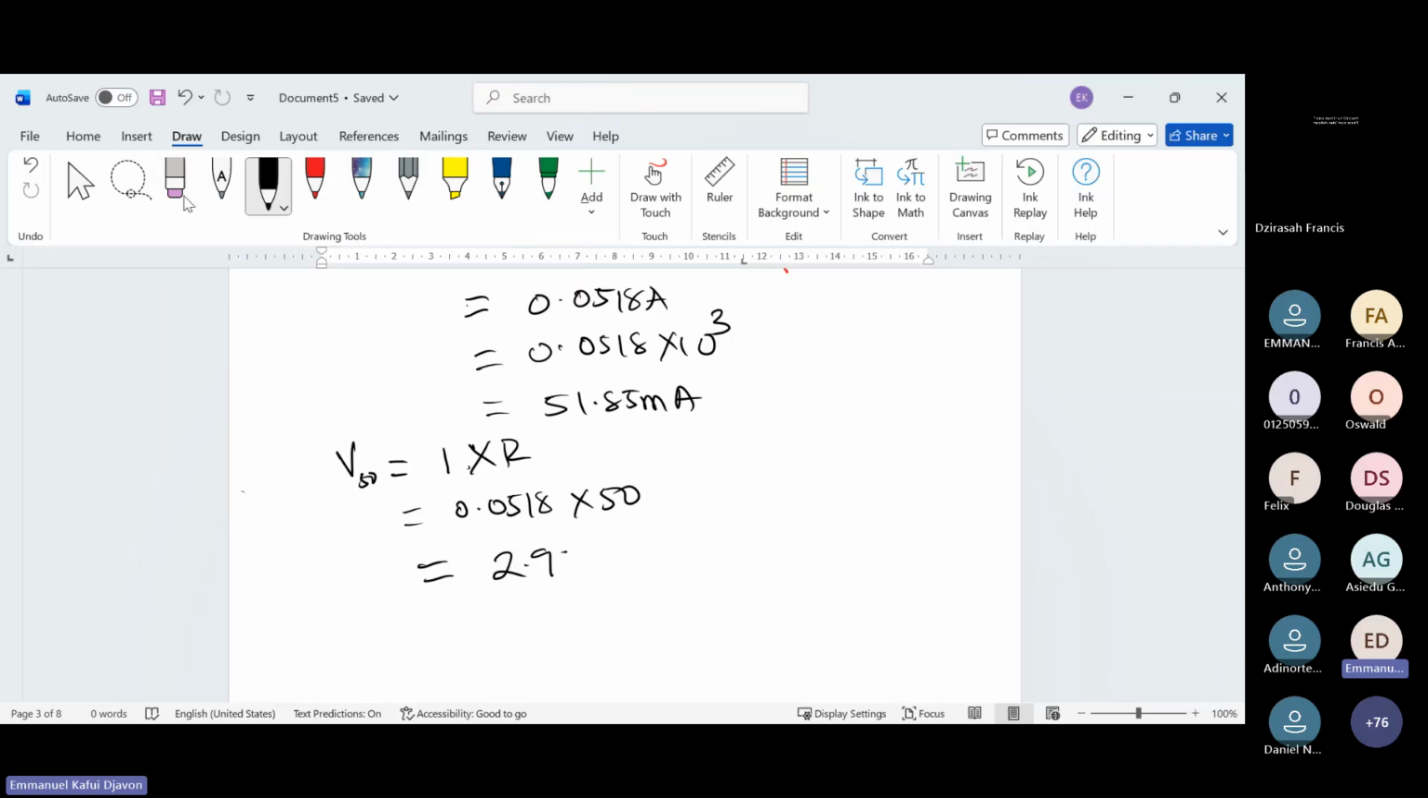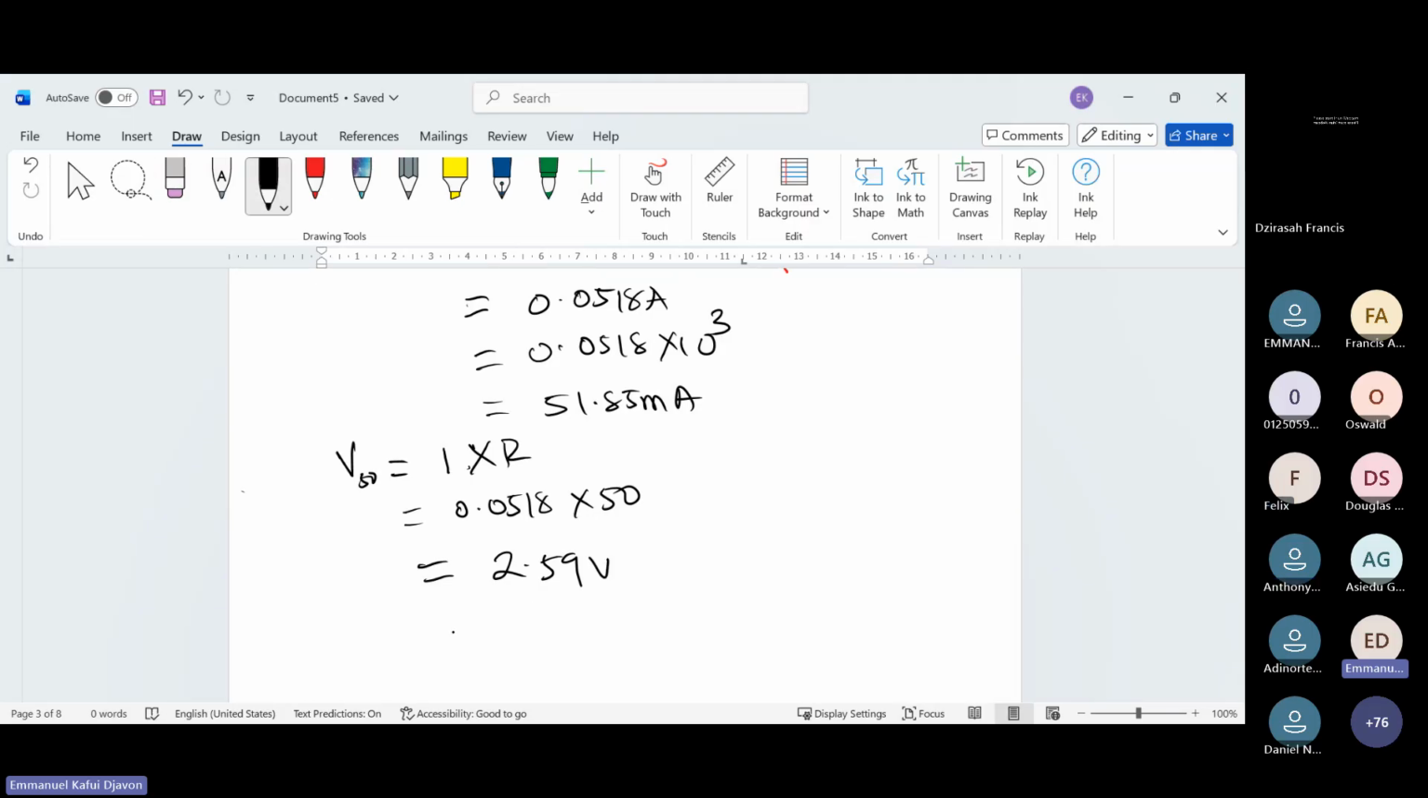So it will give you 2.59. So 2.59, right? That will be voltage rather than current. V equals IR, that will be voltage, so V.